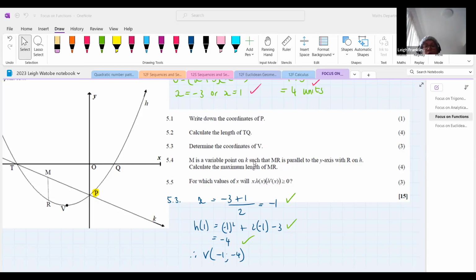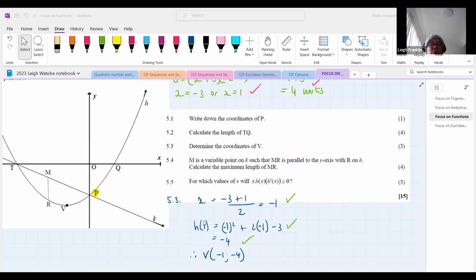So that's what they're trying to do. Okay, so Msomi, it was you that was asking about this. So here we can see the maximum length of MR. So whether we were in grade 11 or in grade 12, we could be asked a question like 1.4.